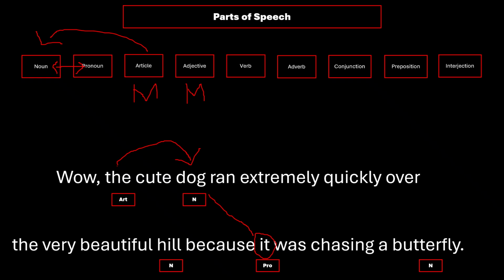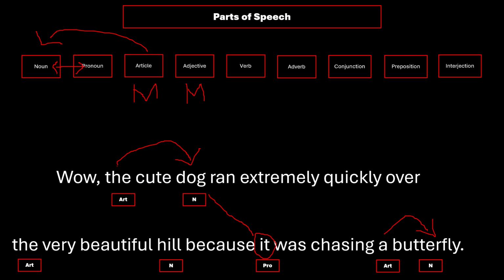How about our other nouns? Hill, we have the as well, specifying which hill. And butterfly here, that's the other article. We call it indefinite article. Instead of specifying it, it is generalizing it. Not a specific butterfly, but any butterfly. That's an article.